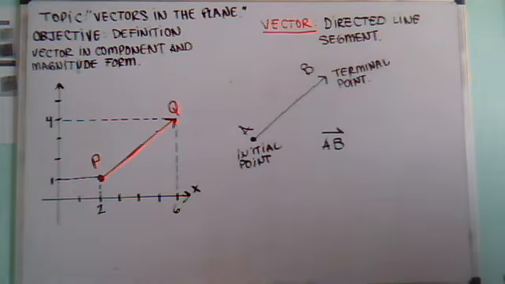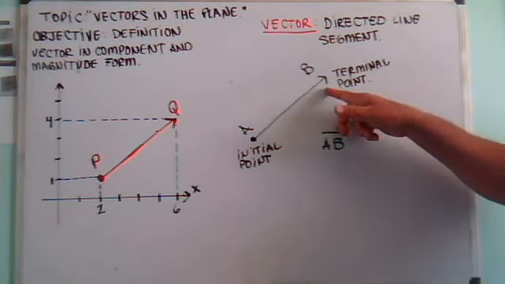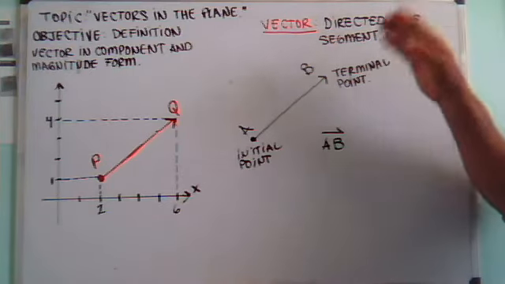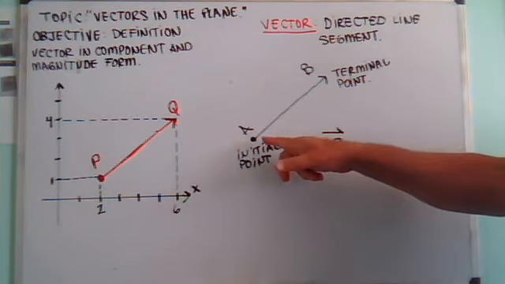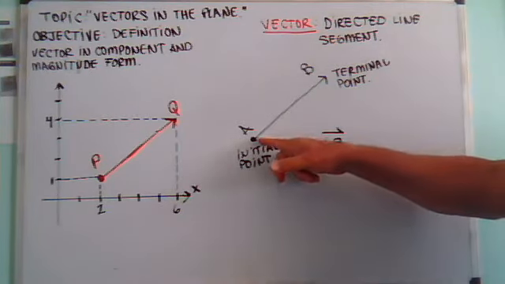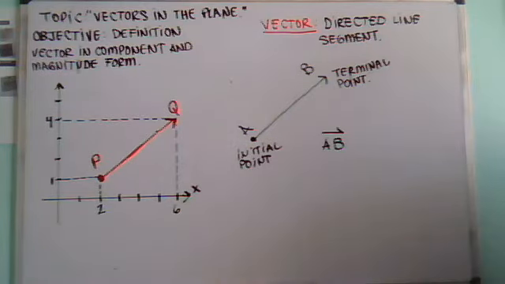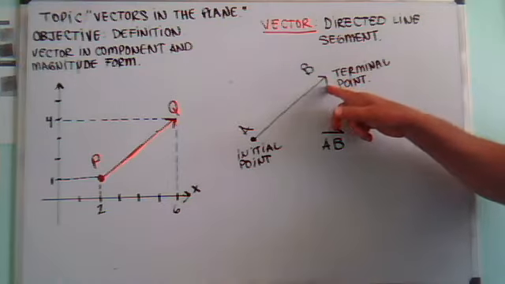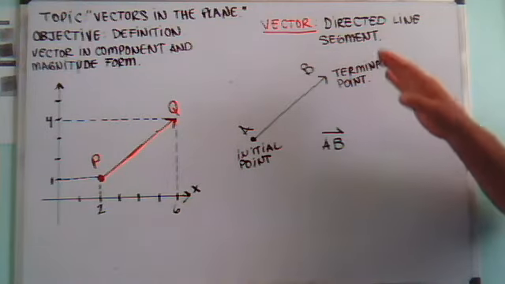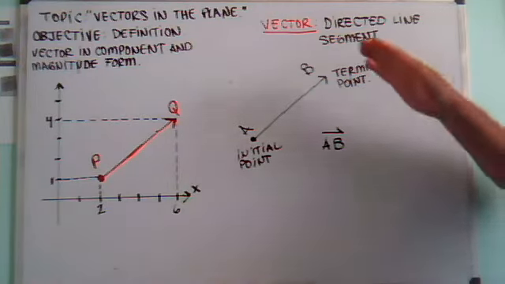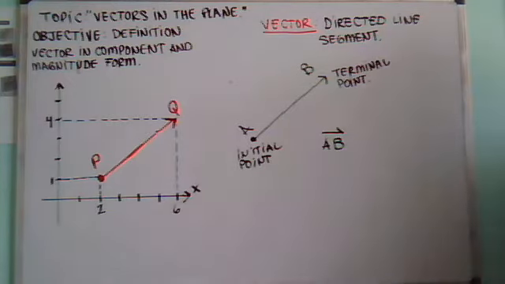Pay attention that in this case, the arrowhead doesn't mean that the vector keeps on going forever. So the direction of that vector is from A to B, but B is the terminal side. Remember, the arrowhead doesn't mean keep on going forever. It means the direction of the vector.